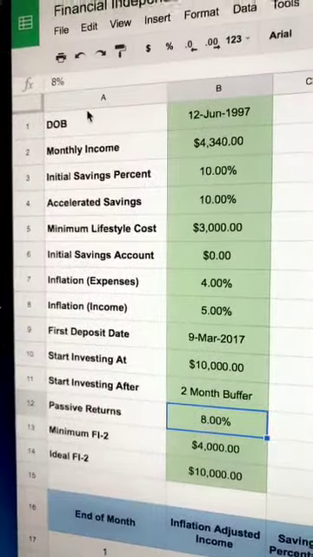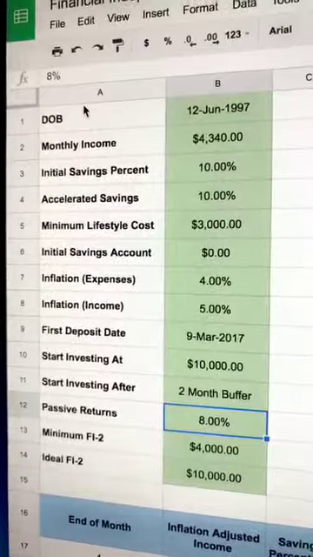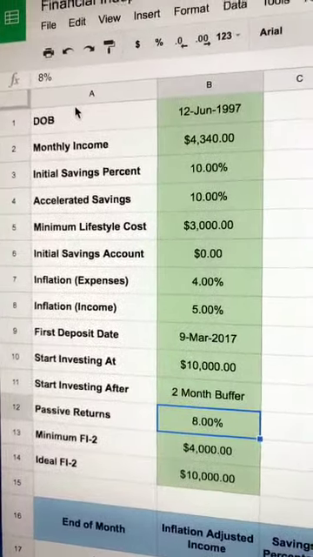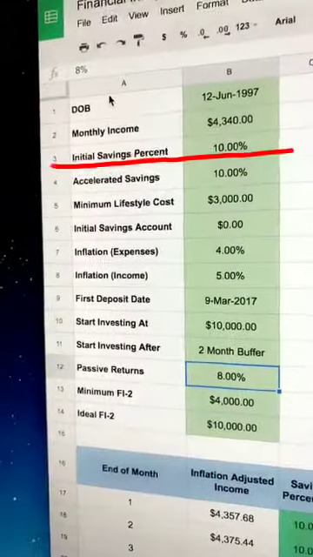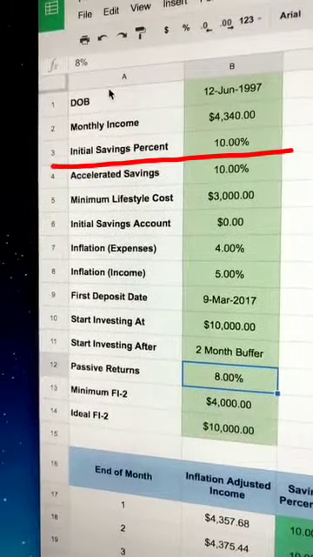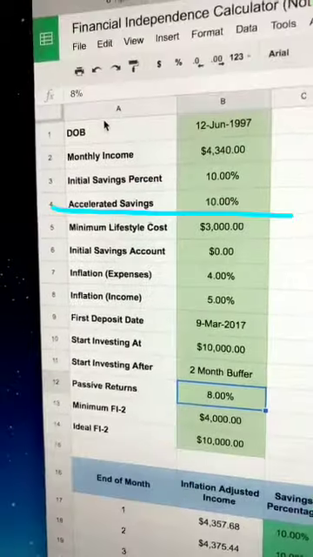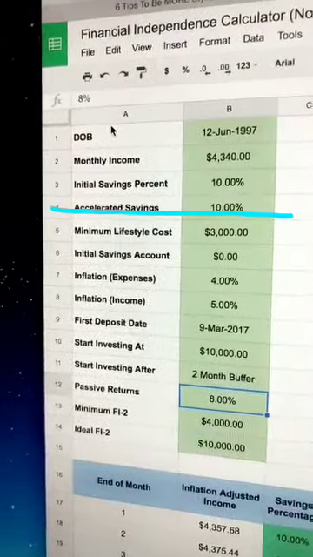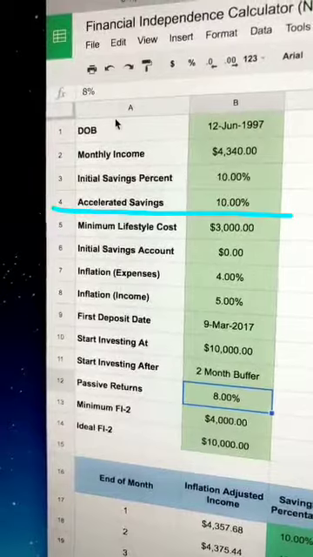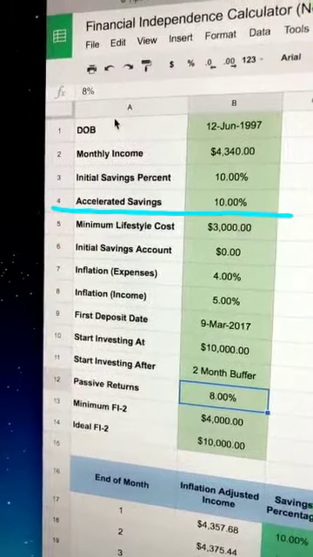So I'll show you one outcome. I'm typing in date of birth based on someone who's 20 years old, someone who's making $1,000 a week. This is based on a 10% savings, meaning you make $1,000 a week, you're saving $100 a week. Does it make sense? Accelerated savings means every 3 months you turn that savings figure up. You don't always save 10%.